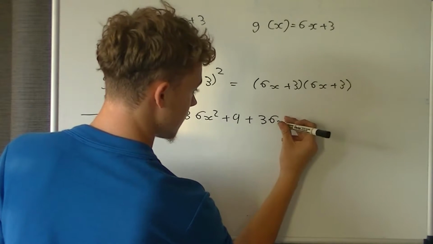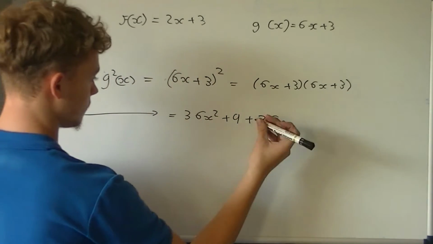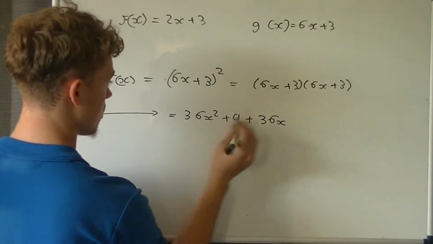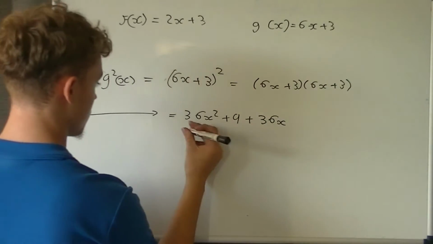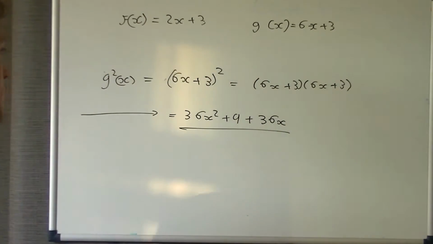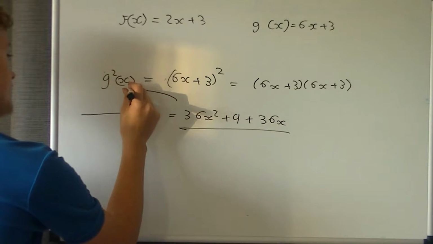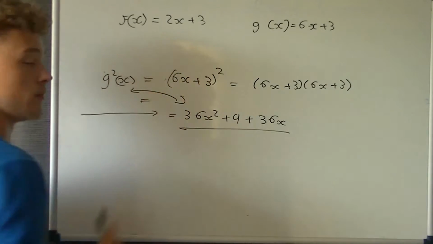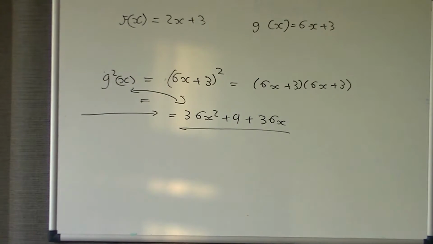36x. I'm simplifying. Well, yeah, 36. Yeah, that's perfect. So that'd be the answer to that equation there. So they equal each other. So hopefully that's kind of self-explanatory.